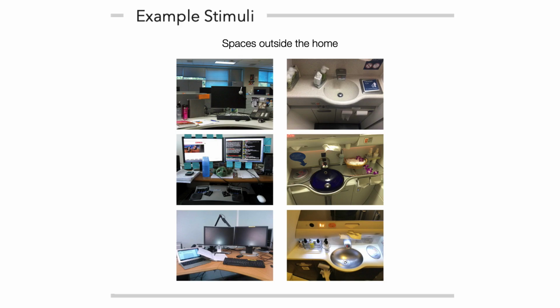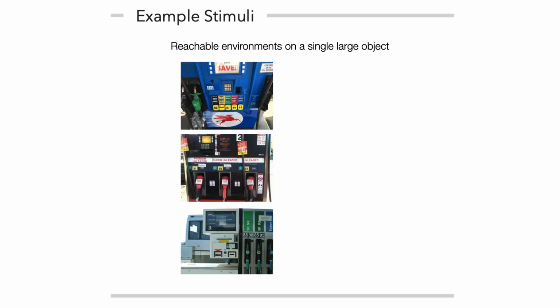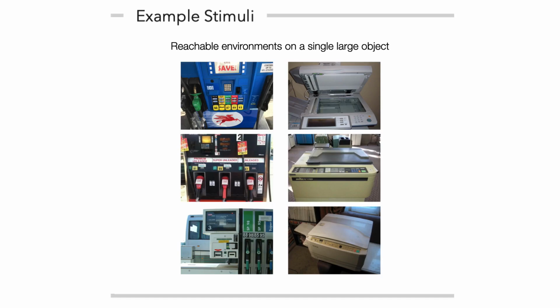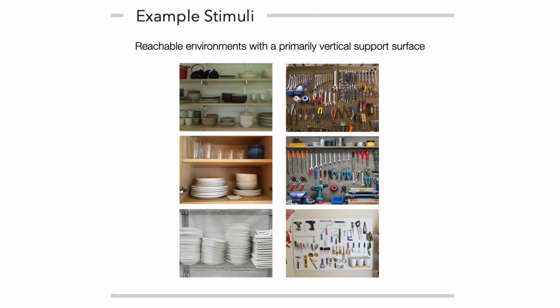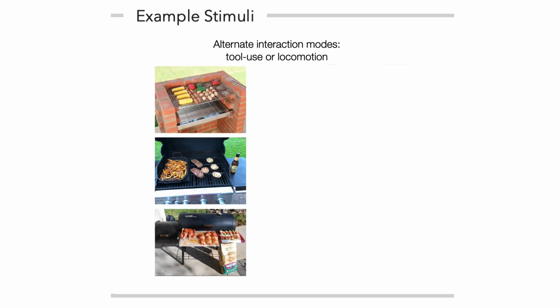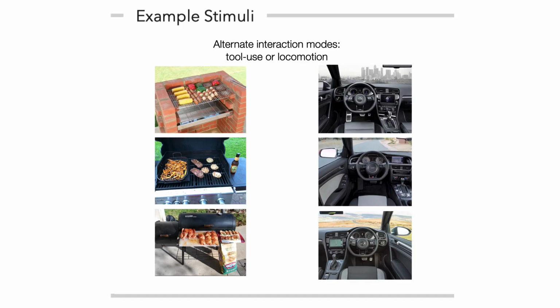However, there are different structures that are possible. For example, many reach spaces consist of a single, large, highly engineered object, with smaller subcomponents that can be interacted with. Other reach spaces have a primarily vertical support surface. And so far, we've noticed that these types of spaces tend to afford storage rather than active use. There are also many other reach spaces that have alternate interaction modes, for example, that require the use of tools, or that allow larger scale navigation in a broader environment. This is just a snapshot of the categories that we have, but already it gives an interesting sense of the variation of space at a reachable scale.